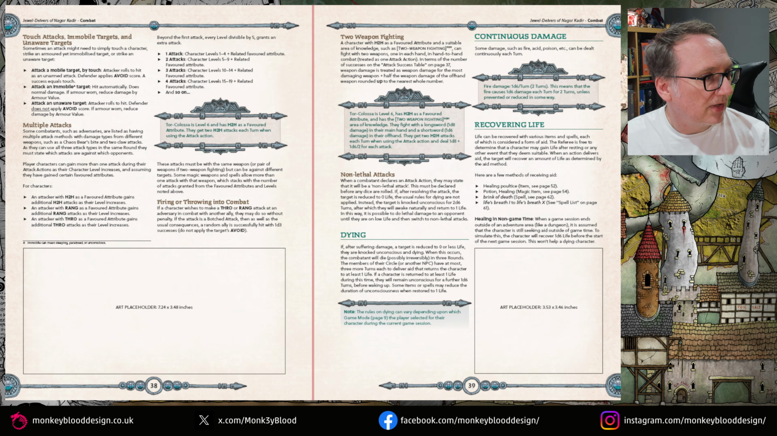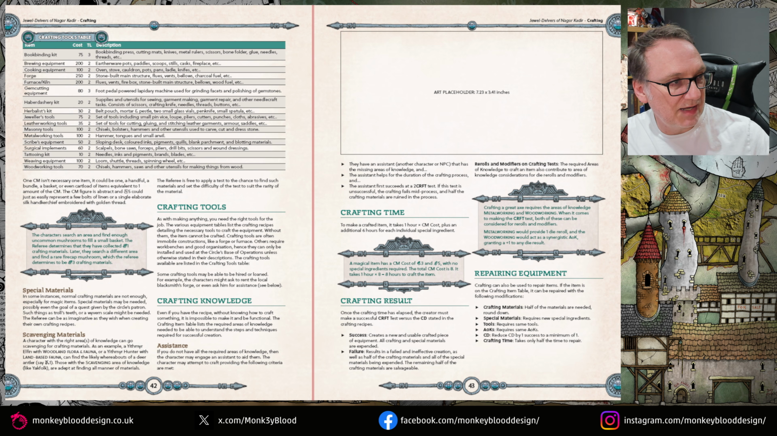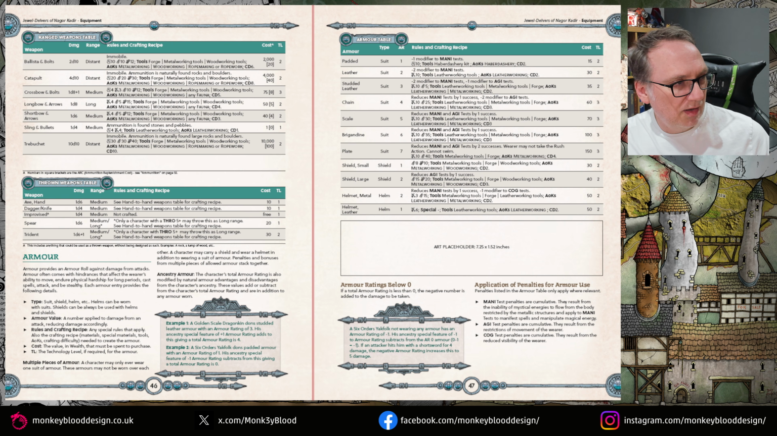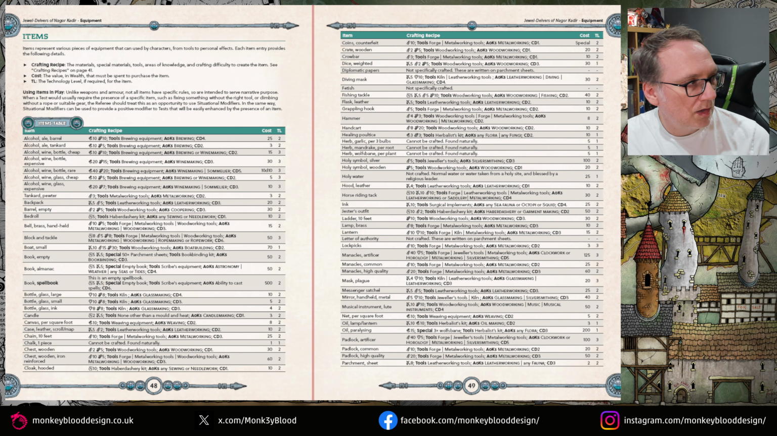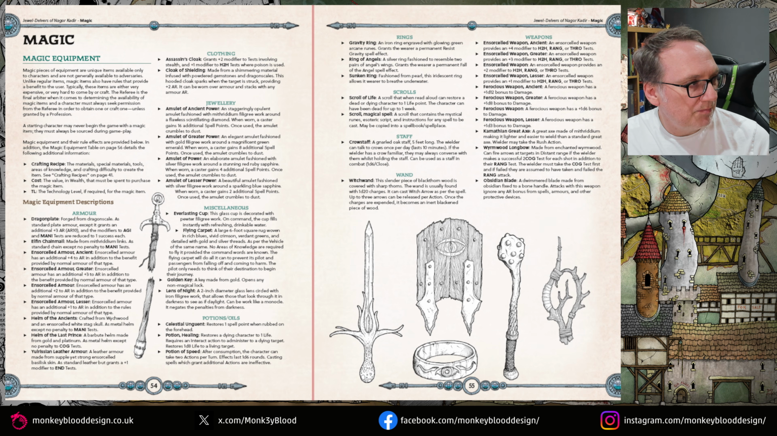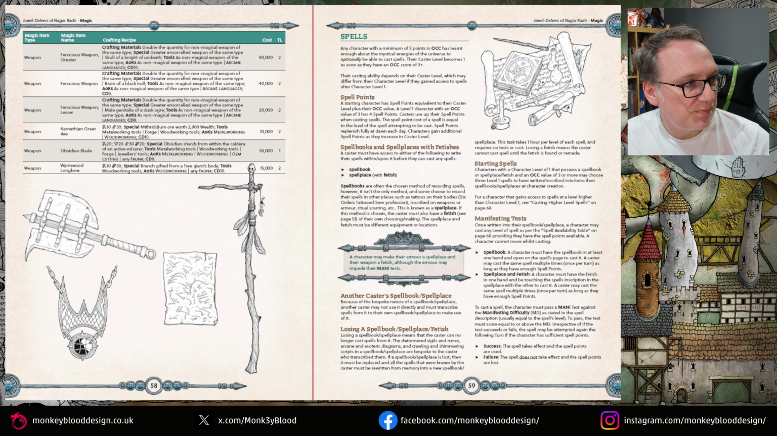So where was that? So we were back here with the crafting. So that's what the crafting pages are explaining, how to do that. Equipment, we've got hand-to-hand weapons, we've got range weapons, thrown weapons, armour, and then lots of items with crafting recipes for everything if you want to make it. Descriptions of the various things. Then magic, we've got some magic items here that you can chuck in, with also the crafting recipes for the magic items. And then spells.